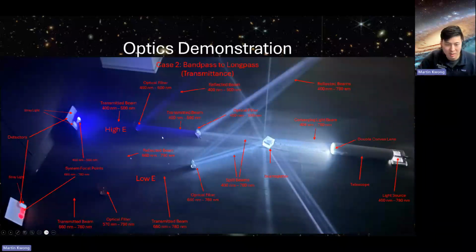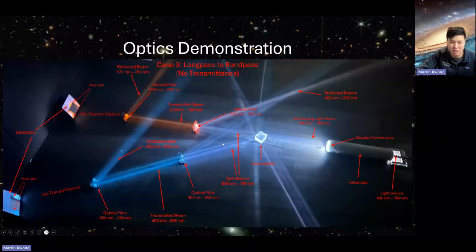Here's an example of transmitted light with the narrow filters up front placed first. So in this case, light is filtered to 400 to 500 nanometers, and it passes through the 400 to 600 nanometer filter, and it stays its characteristic bands. So it's already filtered down. Here, it passes through the 660 to 780 nanometer filter, and it stays 660 to 780 nanometers and passes through this longer optical filter but stays red.